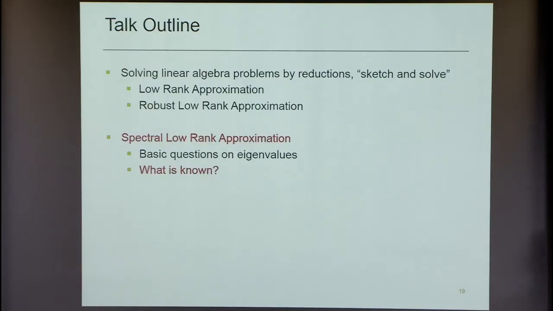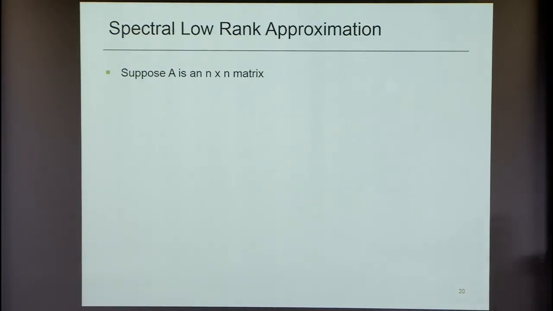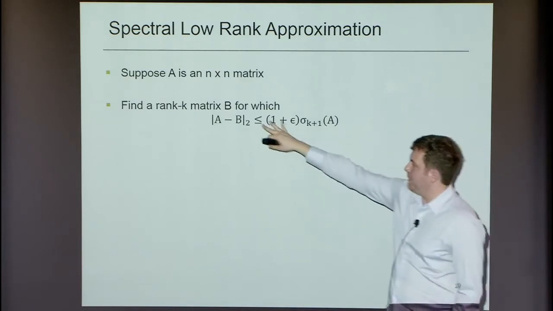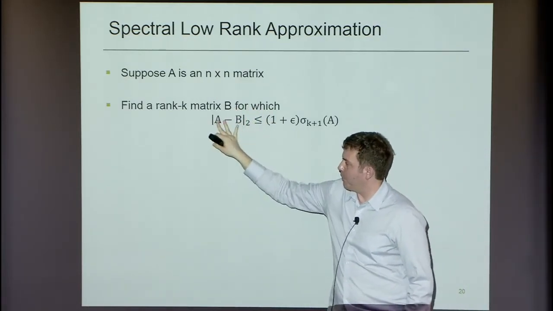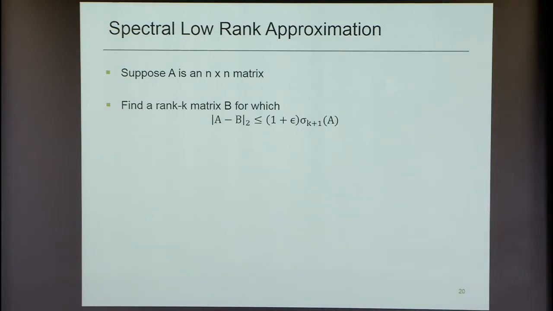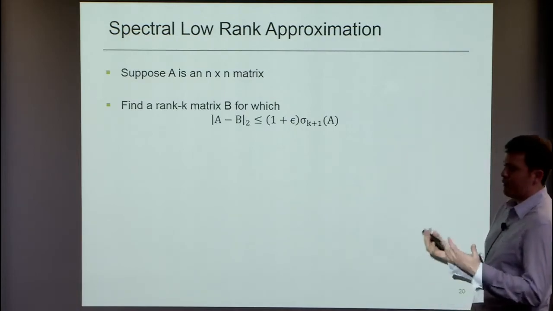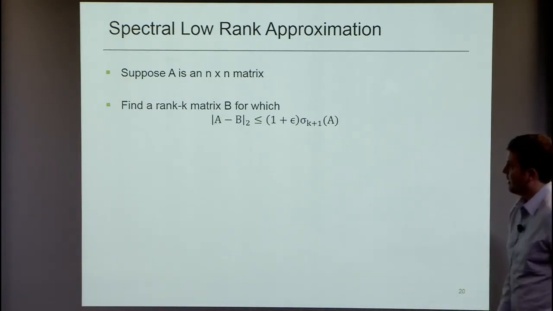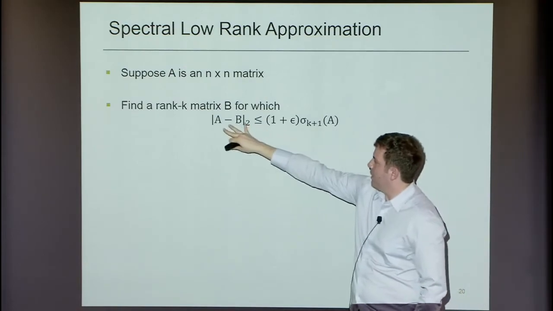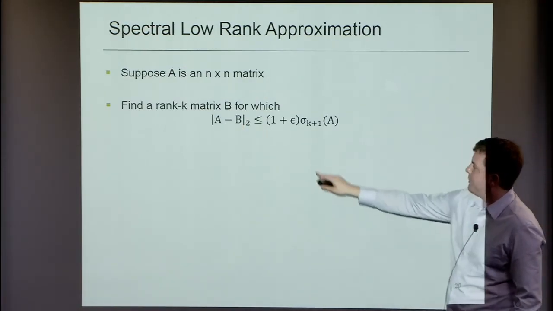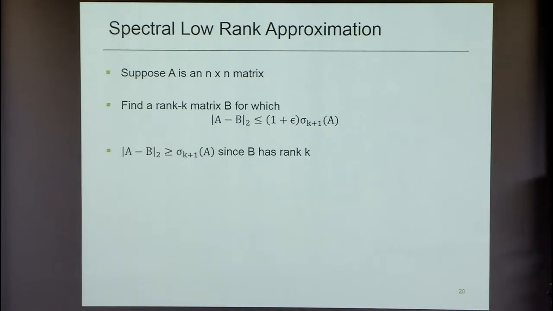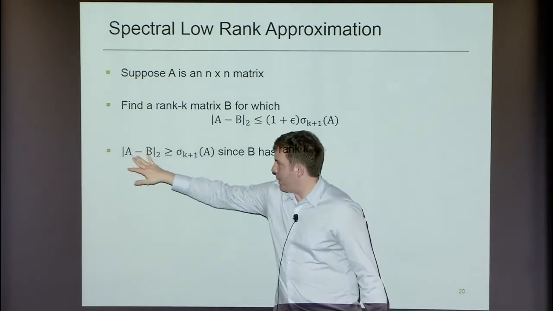Okay, so let me just say what spectral low rank approximation is, what the open question is. Suppose A is an n by n matrix. Now I want to find a rank k matrix B for which the operator norm of A minus B is small. Remember, the operator norm of a matrix C is the supremum over unit vectors x of the length of Cx. So this is the largest singular value of A minus B. Now what I want is this to be at most 1 plus epsilon times the (k+1)st singular value of A.